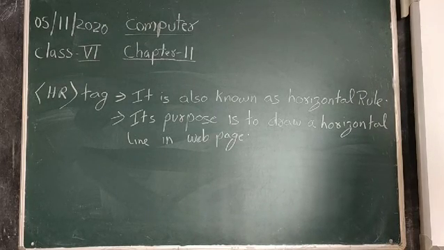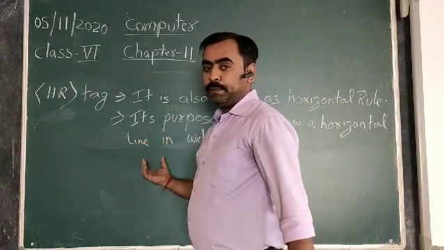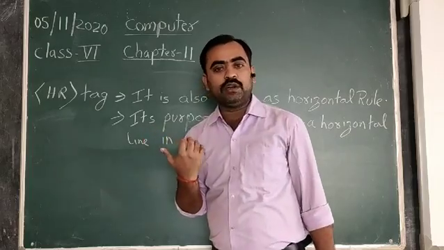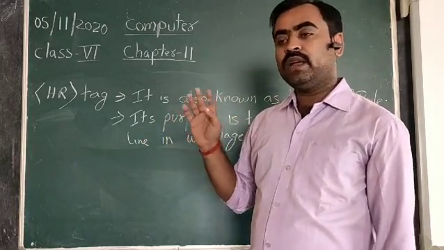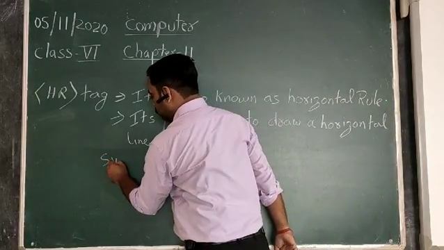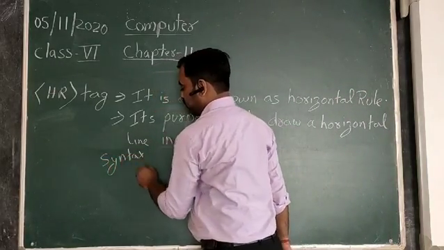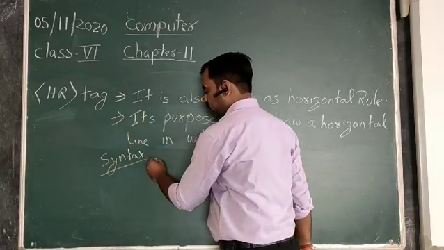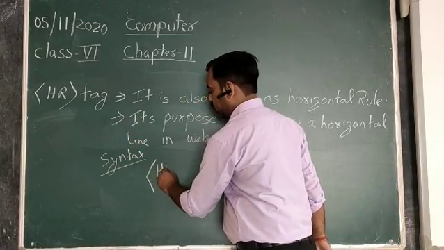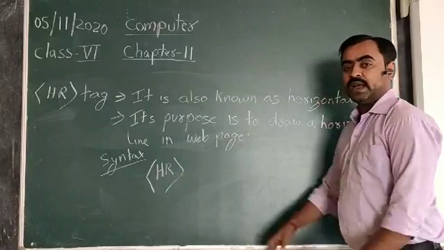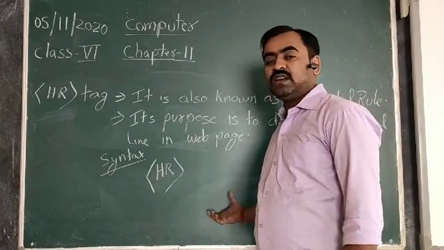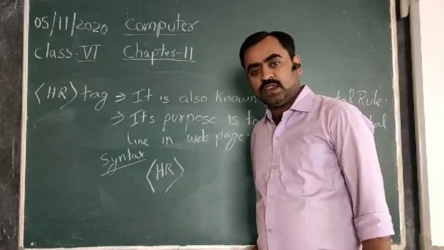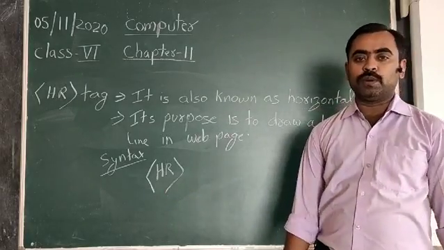Clear? The horizontal tag is generally an empty tag, so we do not need to end or close the tag here. We can only write the starting one. The syntax for using the HR tag is just to write HR, and it will automatically draw the horizontal line in your HTML document or in your web document.